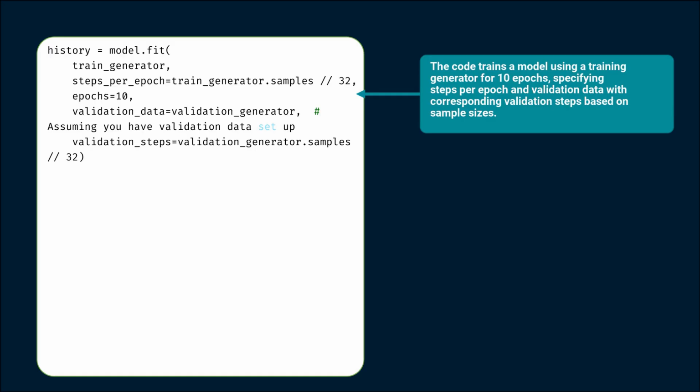Once this code executes, you'll receive output that tracks the model's performance across epochs, allowing you to identify any signs of overfitting or underfitting as training progresses.